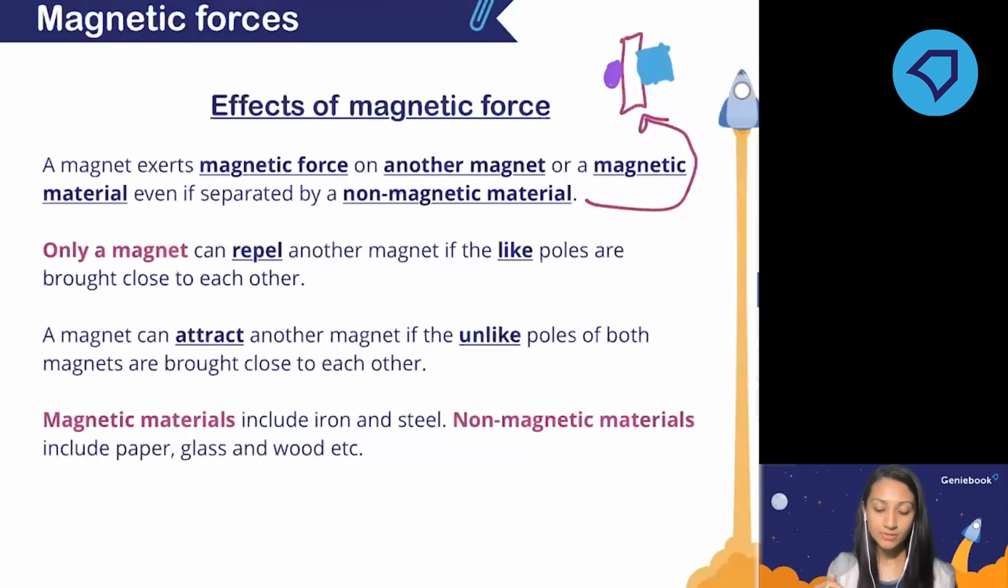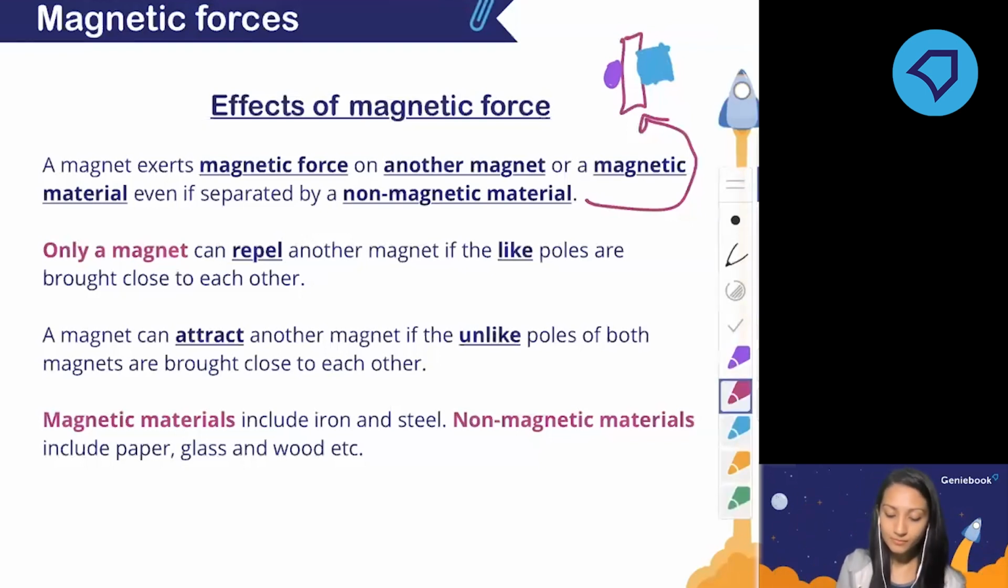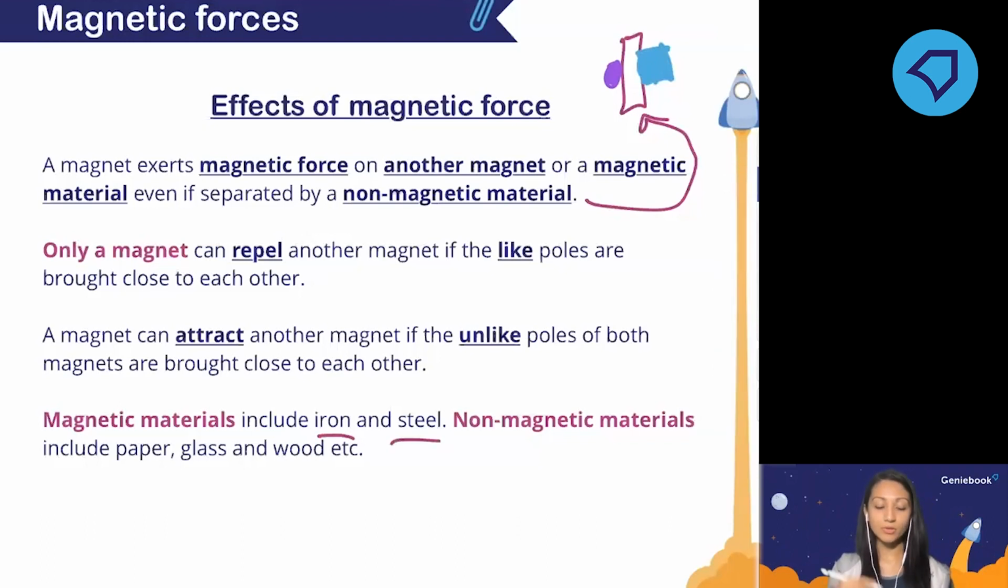Magnetic materials include examples like iron and steel. These are magnetic metals. Some of you may learn additional examples like nickel and cobalt, but in your syllabus, you just need to remember two examples, which are iron and steel. And then non-magnetic materials will of course be things like your paper, your glass, your wood. Generally, they are non-magnetic. Copper is also non-magnetic, even though it's a metal. Not all metals are magnetic metals. So iron and steel are two types of metals that are magnetic. And you can actually find iron inside steel. That's why it is magnetic.